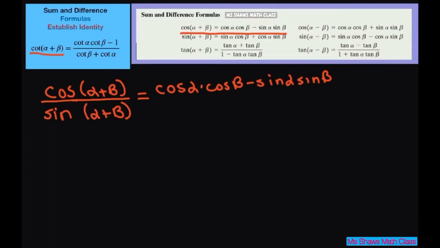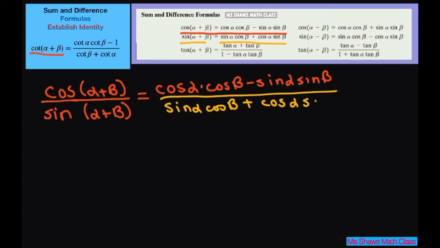All right, and then for the denominator, it's this form, so we're going to write it this way. So we have sine of alpha cosine of beta plus cosine of alpha sine of beta. Now, the problem is we need to make it look like this. So we're going to have to force it. And the way I'm going to force it is look at this 1. It is an identity, so we need a minus 1 here.